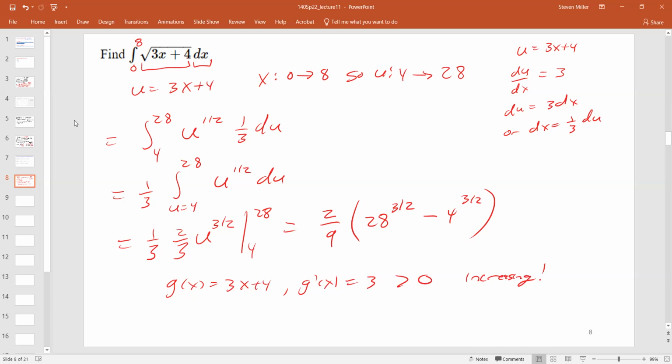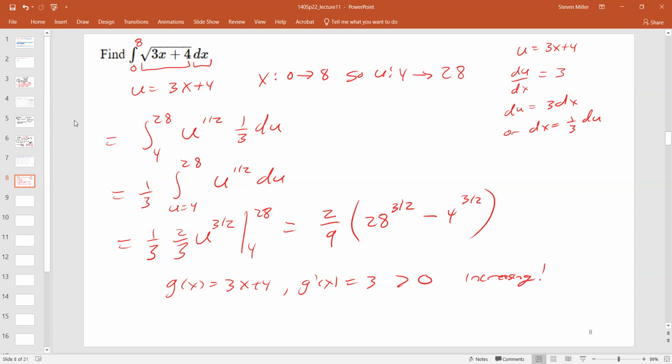Okay. So we have two things here. We have the integrand, the square root of 3x plus 4, and we have the dx. And we have to figure out how we switch each one. How do we change? If u is 3x plus 4, this is why I always write the du dx.